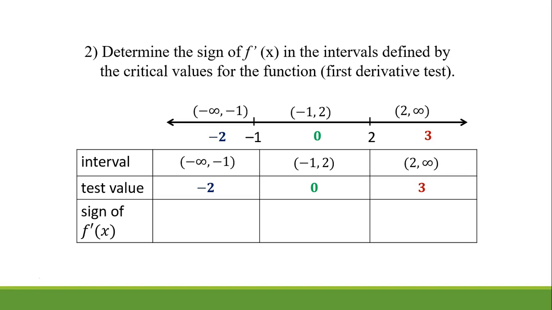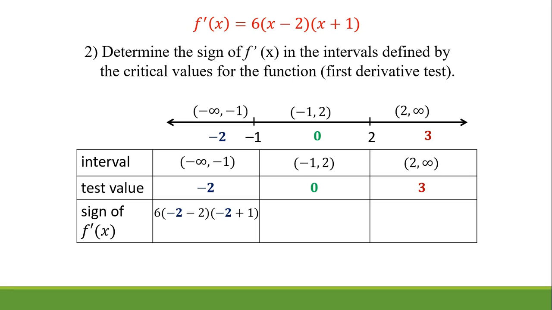Now what we're going to do is look at the sign of our first derivative in each of those intervals using the test values. So our first derivative, remember, was 6 times (x - 2) times (x + 1). For the first test value of -2, f'(-2) would be 6 times (-2 - 2) times (-2 + 1). Now we could get an actual value for this, but we're really just interested in the signs. So you can usually simplify the arithmetic if you just think about the signs of the factors.